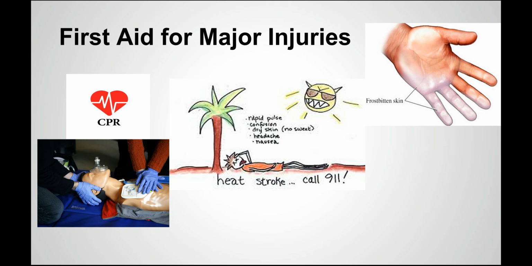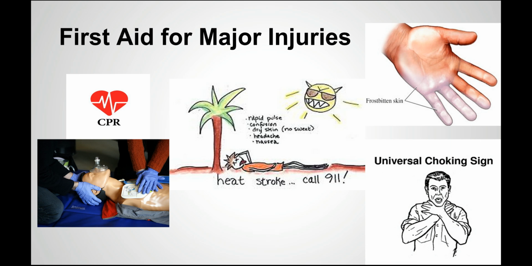Still, another major emergency is frostbite. Frostbite is the overexposure of skin to extreme cold. Symptoms include numbness and white, gray, or yellow skin. If you see signs of frostbite, warm the area or person slowly.